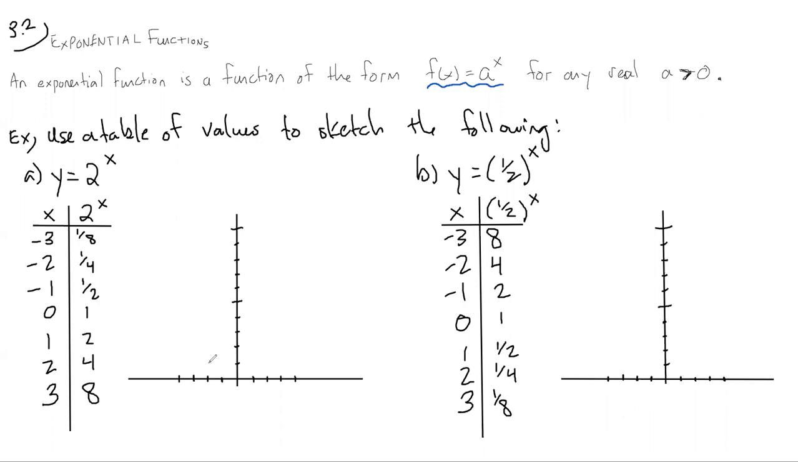So -3 and 1/8. At -3, I just need a super low little point there at 1/8. Why don't I do the half first so I can follow along. -1 and 1/2. -2 and 1/4, so it should be halfway down from the half, so probably about there. 0 and 1.